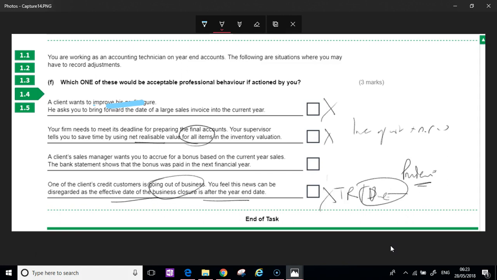And this is fine. This wants you to accrue for a bonus based on the current year. And the accruals concept says we must include what it is for that year in our year. So any bonuses for the year 2016 should be included in the year 2016. It doesn't matter if it's paid after the year end. The key point is it's for our year, so we should include it. So that's the right answer. Okay, great. That's question 4.